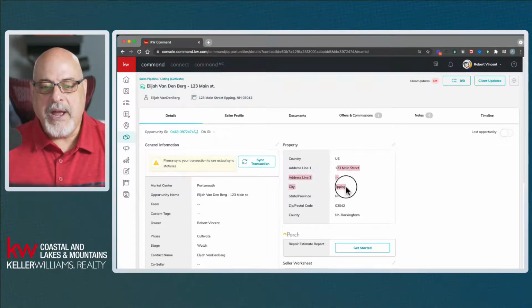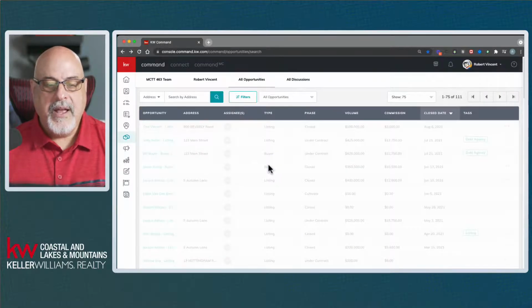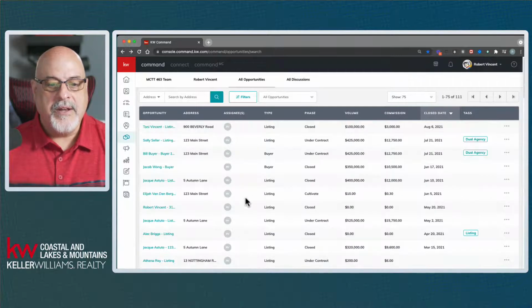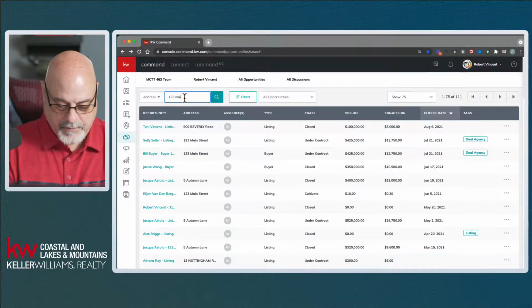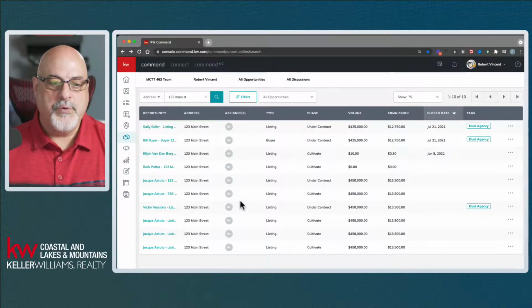Now that we know that we have a physical address in the property field, and in this case we have it via an actual listing, if I go back to my pipeline here, and I now look at my little list, I'll remove the filter again, and look at this, Elijah Vandenberg with a physical address. And now when I try to type in here, 123 Main Street, I'm going to find all of the 123 Main Streets, including Elijah Vandenberg.